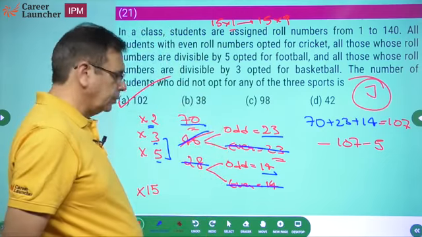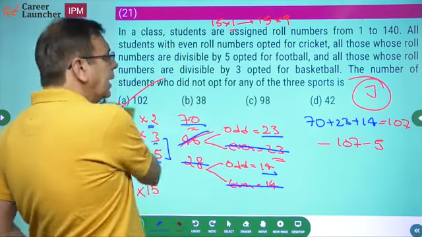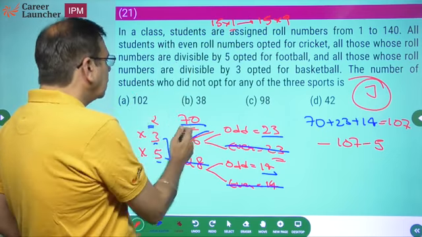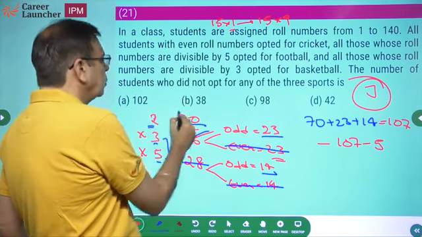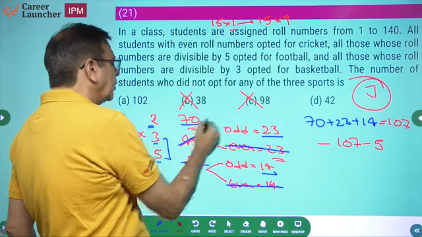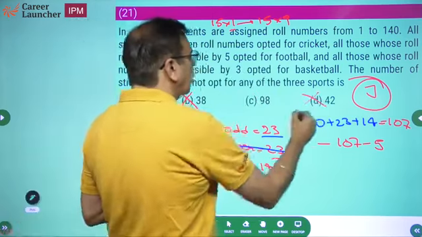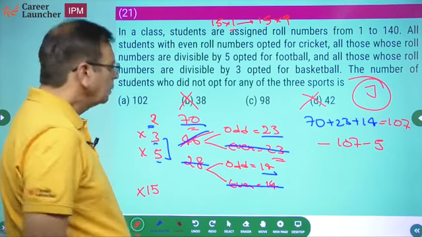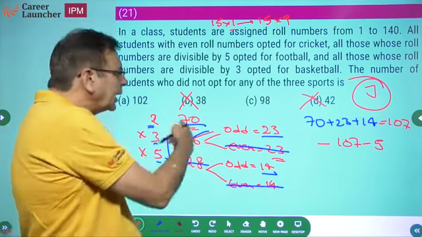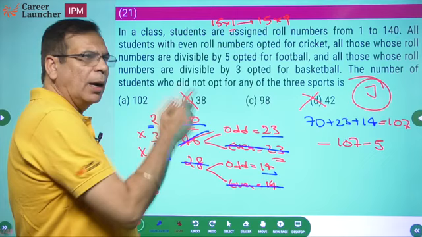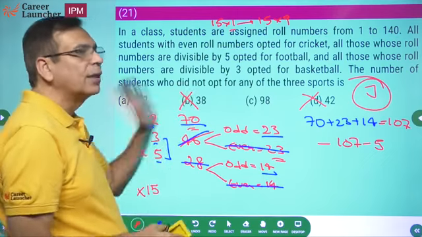One more thing. Right at the beginning, the moment you got this 70, you should have said this is wrong. My answer cannot be less than 70. Sorry. So choice B and D are wrong. That still does not give me the answer, but at least I have eliminated 2 choices. For guessing, the probability of a correct answer has improved.